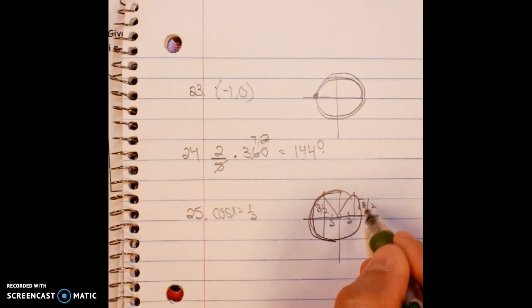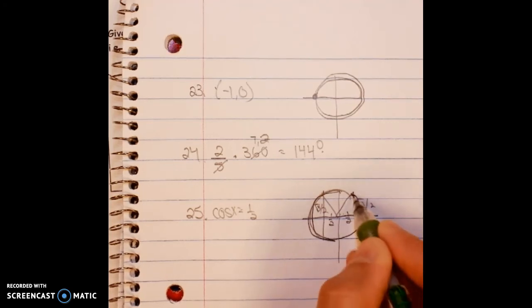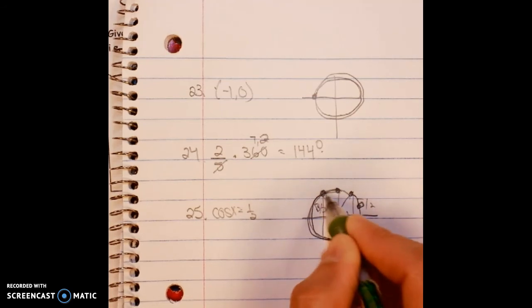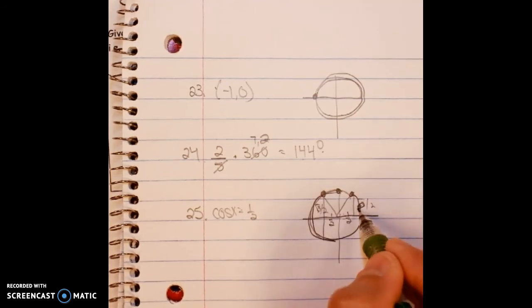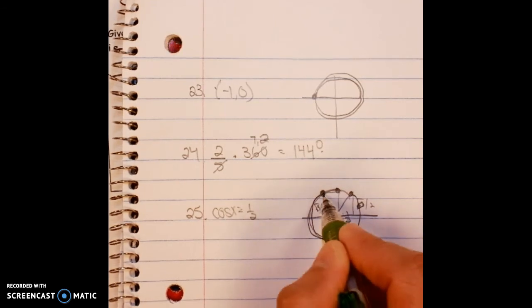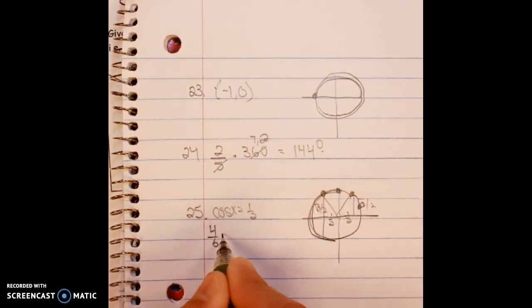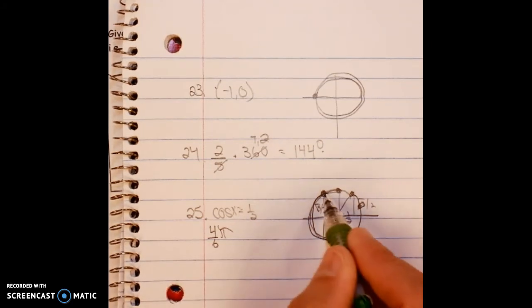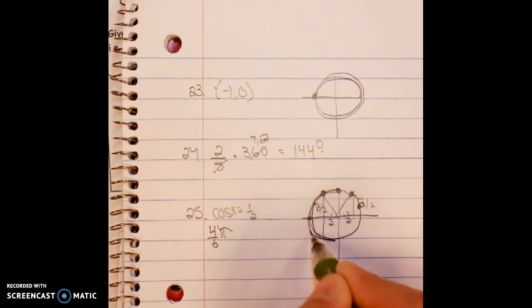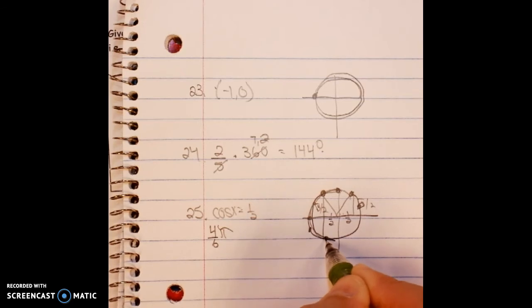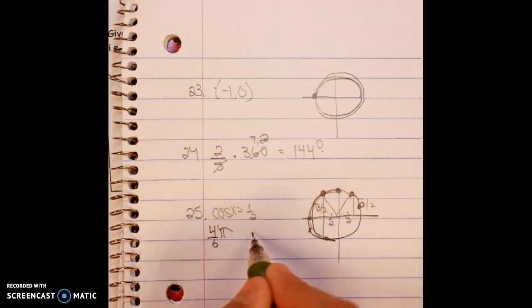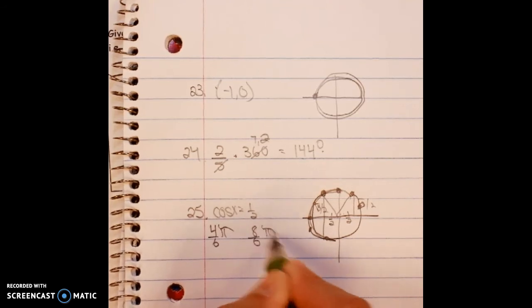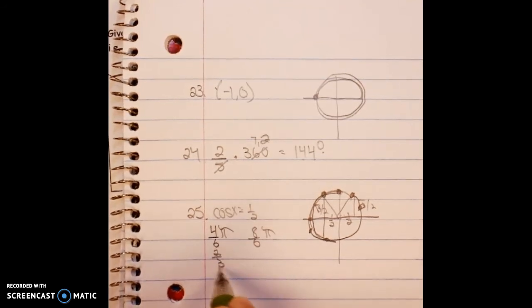So it looks like I'm counting by 30 degrees. So there would be 30, 60, 90, 120 degrees. If I counted in sixths, 1/6, 2/6, 3/6, 4/6. So I have 4/6 pi. Or I could go down here. So that's 4/6, 5/6, 6/6, 7/6, 8/6, and 8/6 eventually reduces to, actually both of these can reduce, that's 2/3 pi, and that's 4/3 pi.